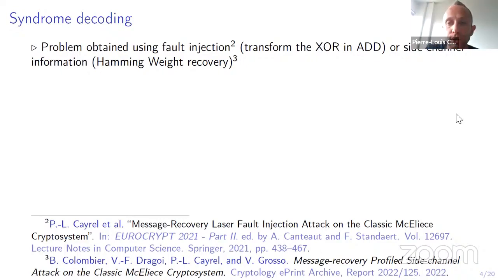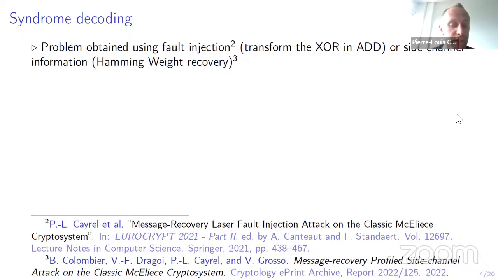We can also obtain the value of the syndrome in N using side channel information, like we did in a recent paper which we posted on ePrint in 2022. You have the reference at the bottom of the slide. In this case, we also succeeded in finding the value of the syndrome in N, but we didn't need to use fault injection. We just analyze the power consumption.